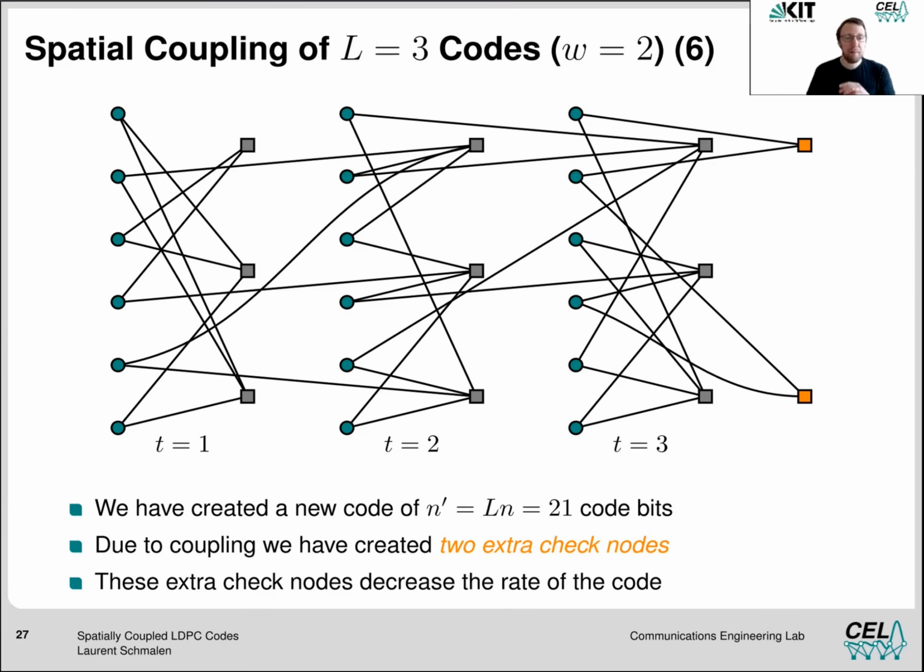So what we did is we took a code that had initially 6 bits, and we generated a new code that has 3 times 6, 18 bits. So there was a typo on my slide. So we have 18 code bits now. What happened is that due to the coupling, we generated 2 extra check nodes. These extra parity check equations, so these are 2 extra constraints, essentially decrease the rate of the code. So we suffer from a certain rate loss. That's what happens because of these extra parity check equations.